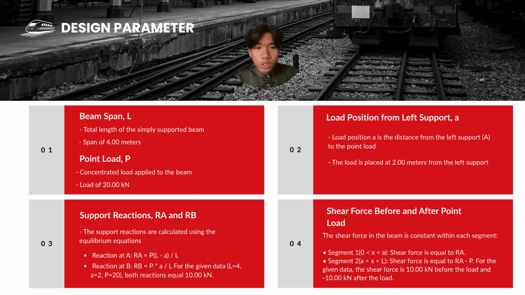We already include this. And the fourth one is the shear force before and after the point load. So the shear force in the beam is constant within each segment. For the given data, the shear force is 10 kilonewton before the load and negative 10 kilonewton after the load.